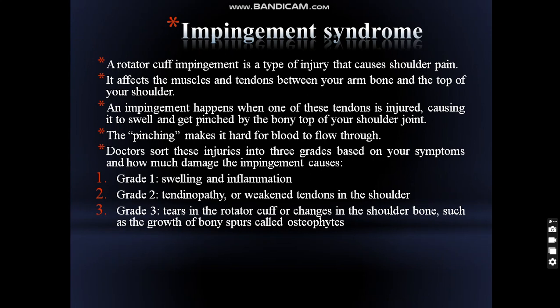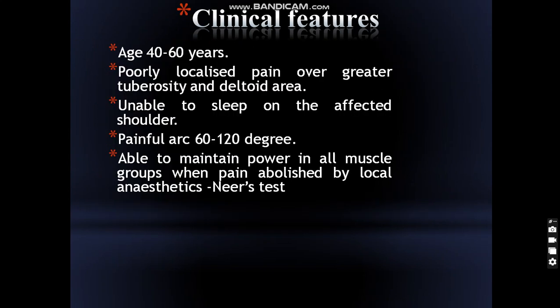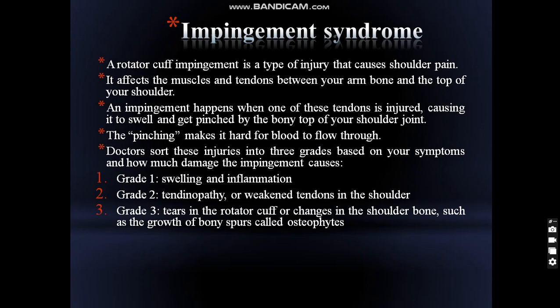Doctors sort these injuries into 3 grades based on your symptoms and how much damage the impingement causes. There are total 3 grades of the impingement. Grade 1, swelling and inflammation. Grade 2, tendinopathy or weakened tendons in the shoulder. Grade 3, tears in the rotator cuff or changes in the shoulder bone, such as the growth of bony spurs called osteophytes.